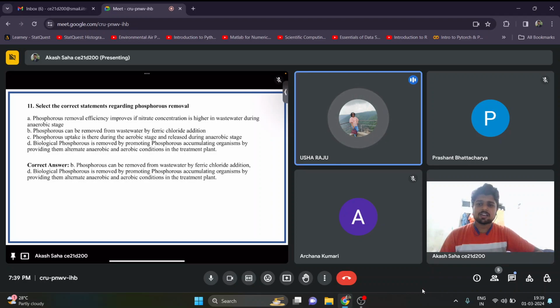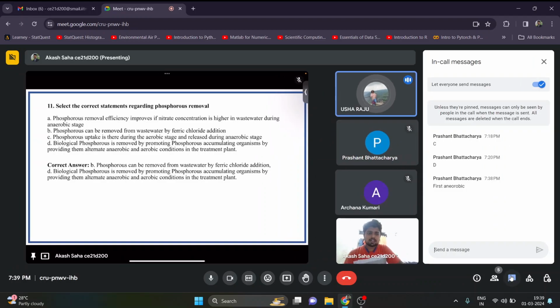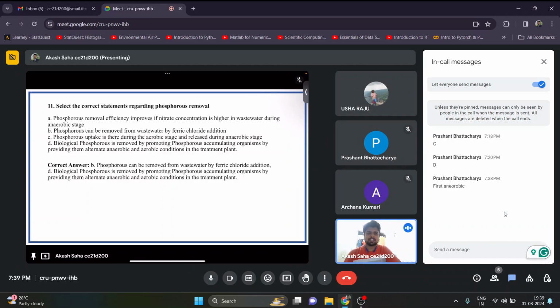My question is whether the phosphorus is taken up by bacteria during the aerobic stage or anaerobic. It is taken up during the anaerobic stage. But during the aerobic stage, they get energy and ADP is converted into ATP, and then it is released back into the system. Adenosine diphosphate is converted into triphosphate and phosphorus is taken up during the aerobic stage only. ADP is converted into ATP, right? That is phosphorus uptake.